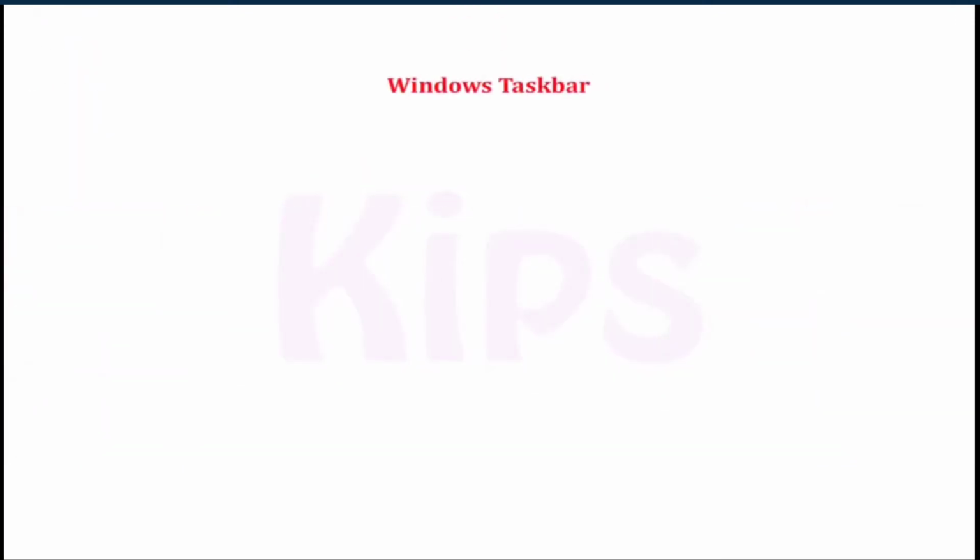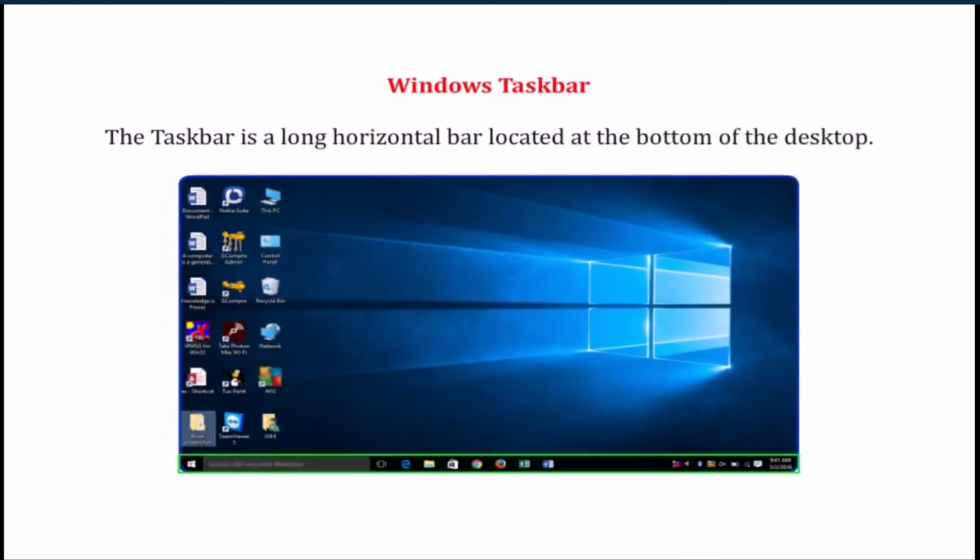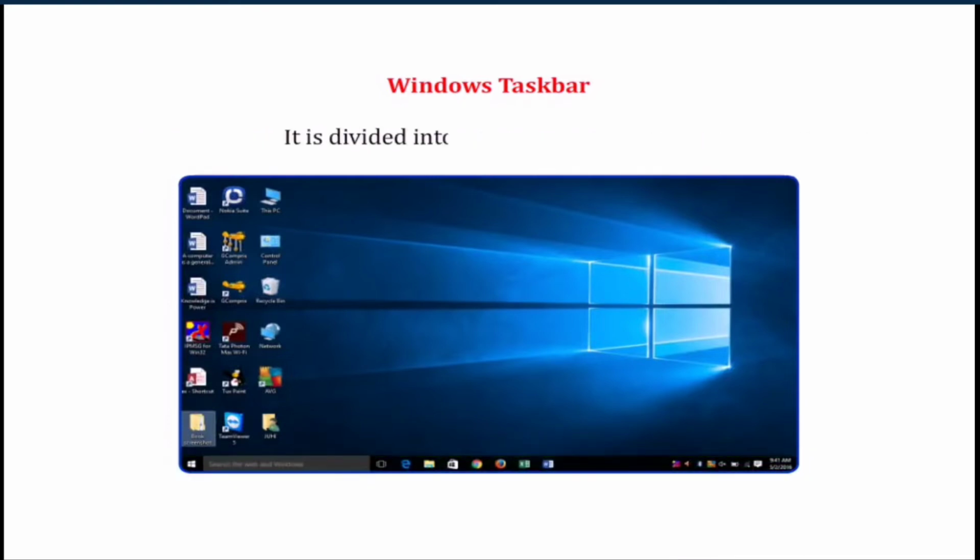Okay children, we shall discuss about window taskbar. The taskbar is a long horizontal bar located at the bottom of the desktop. It is divided into the following sections.